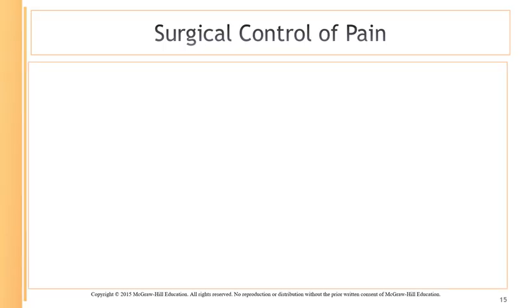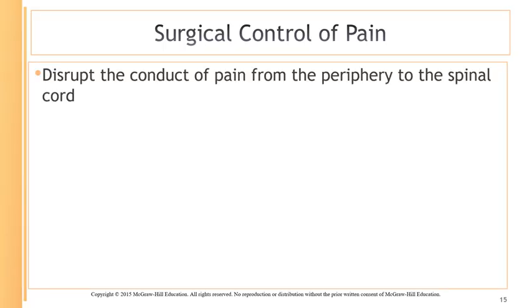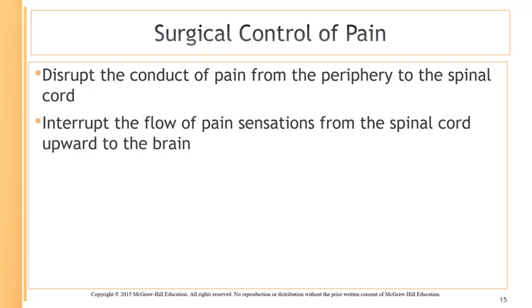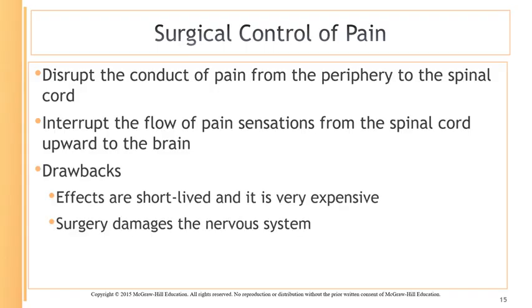Surgical treatment of pain involves disrupting the conduct of pain from the periphery to the spinal cord by either cutting or creating lesions in the pain fibers at various points in the body so that pain sensations can't be conducted. And so you're interrupting the flow of pain sensations from the spinal cord upward to the brain. Some drawbacks of this are that the effects can be temporary and it can be very expensive.